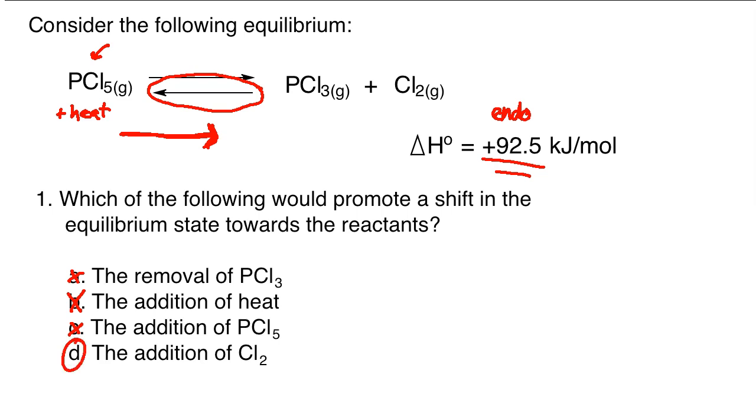Now, does D actually make sense? The addition of Cl2. Just the opposite of what we saw with the reactants, if I add additional product, there is then too much Cl2 and it will shift to the left in order to compensate for that and reestablish the equilibrium. So yes, option D is indeed what we are looking for there.